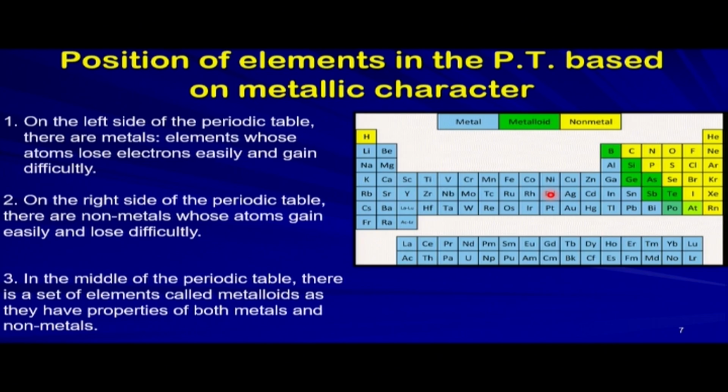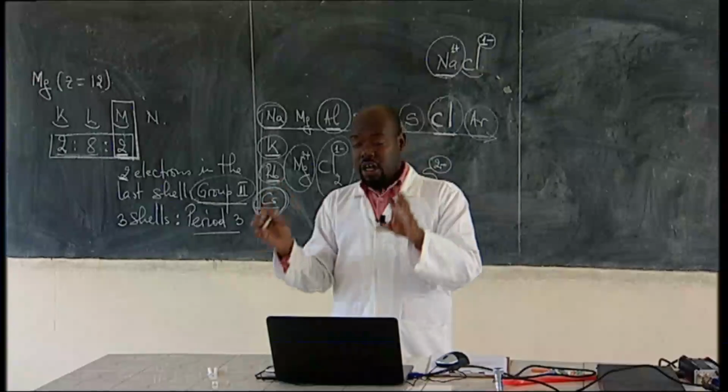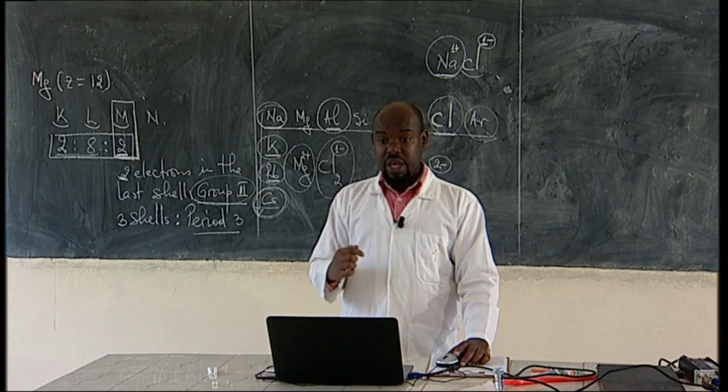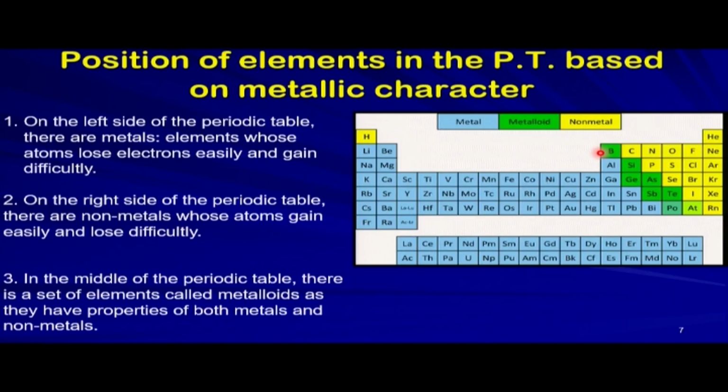But between the metals and the non-metals, we have metalloids. This group, we call them metalloids. Why? Because they have both characters of metals and non-metals. Sometimes they may behave like non-metals, and in other situations they may behave as metals. So they have characters of both metals and non-metals.